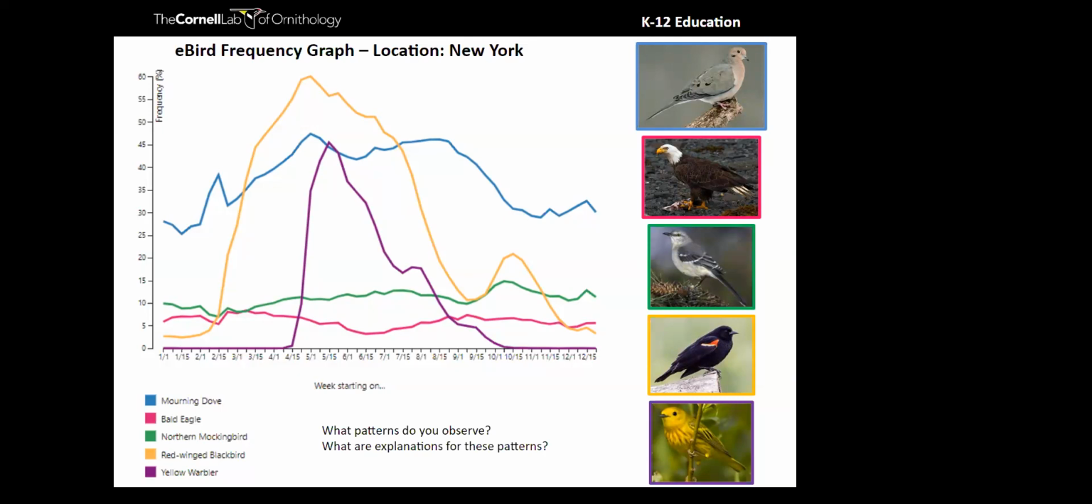Obviously, when you're looking at graphs, especially with students, you want to look at the X and Y axes. You'll see that the Y-axis is the frequency reported. So in the summer, about 60% of people in New York say they see a red-winged blackbird on their checklist. Super common species. Whereas something like the bald eagle, only about 5% of people report a bald eagle on their checklist, and that's pretty much year-round.